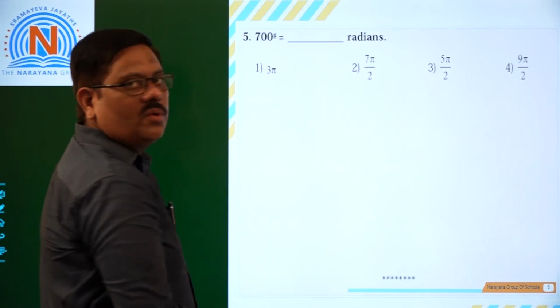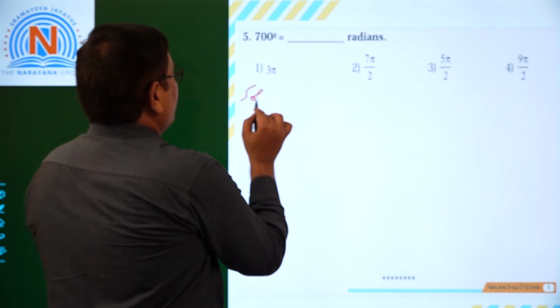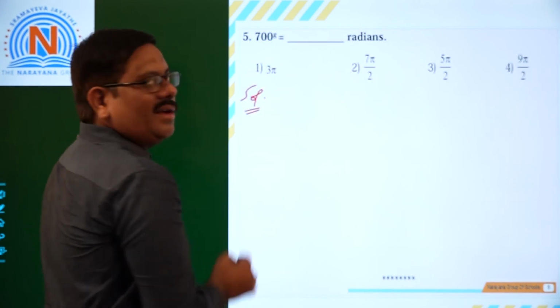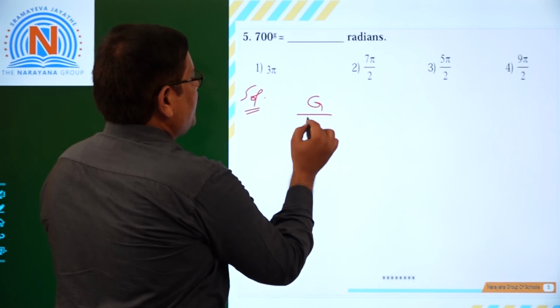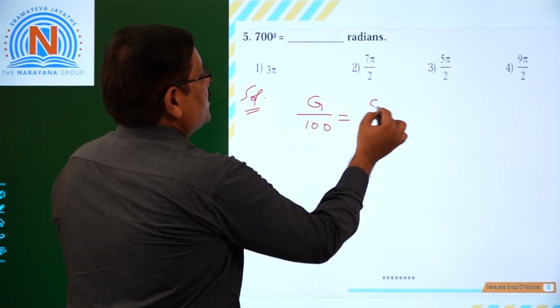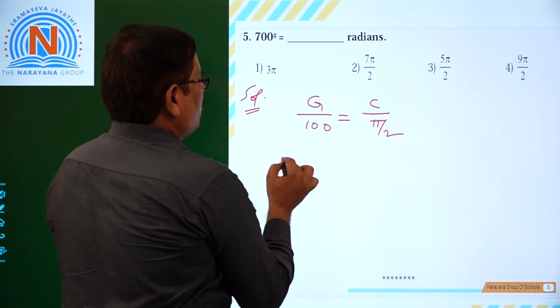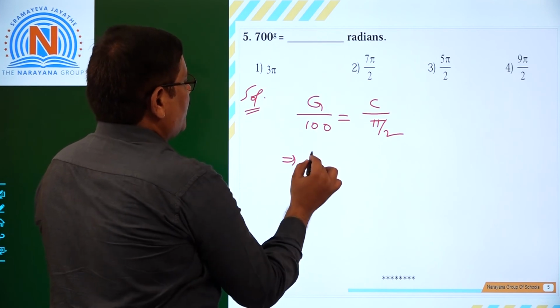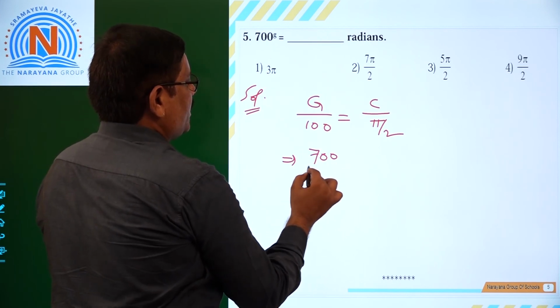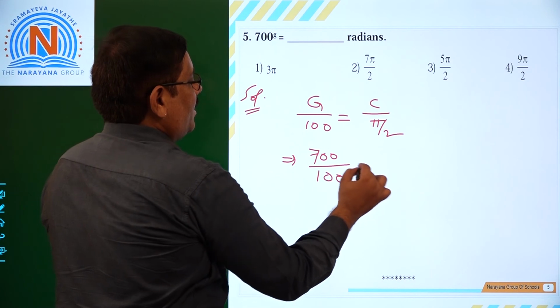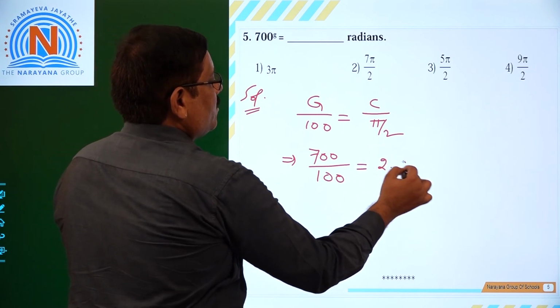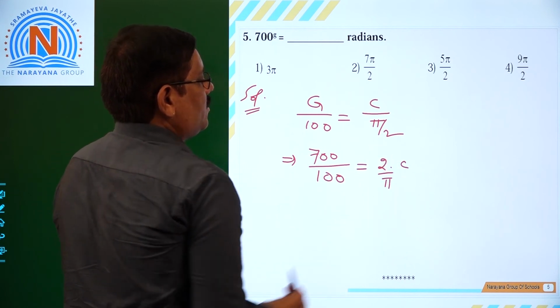700 grades is equal to how many radians? Here also we have the relation between grades and radians. So grades G by 100 is equal to C by pi by 2. This relation we have to use. We are given grades, that is 700. G by 100 is 700 by 100. That is, I can write it as 2 into C by pi, or 2C by pi.